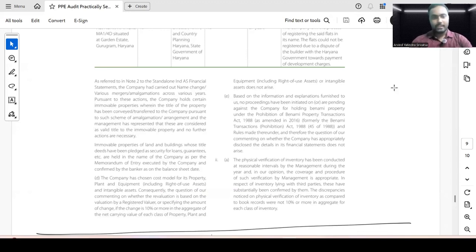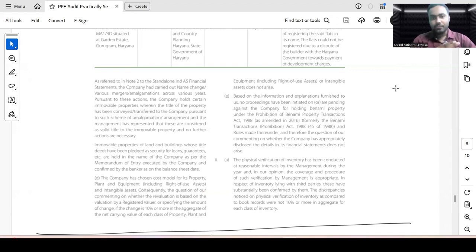Yes, what they're telling us is, if we are following revaluation model, we need to get the valuation of the property done by a registered valuer. For example, let's say for each class of property, plant, and equipment, land and building is a class of property, plant, and equipment. Your furniture and fixtures are a class of property, plant, and equipment. Let's say your furniture and fixtures value was rupees 100, the net book value. Let's say at the year end, when the registered valuer did the revaluation, the value comes out to 120.